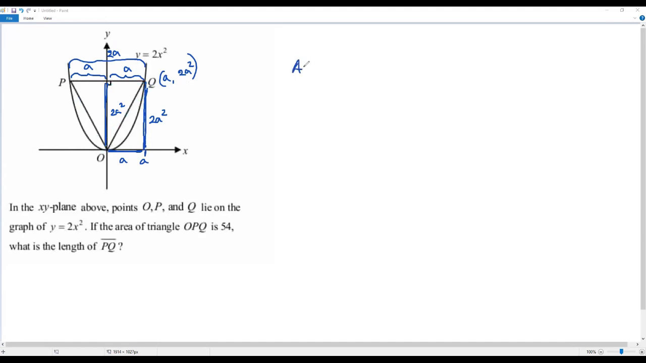Now let me write it over here. Area of triangle OPQ equals 54, that is given in the question itself. We know the formula to get the area of a triangle, that is base times height divided by 2 equals 54. Here the base of the triangle is given by this side PQ. Its length is 2a. We can plug in 2a for the base over here. And this vertical line segment over here represents the height of the triangle. So the height of the triangle is 2a squared. We can plug in 2a squared for the height over here. Let me plug in divided by 2 equals 54.